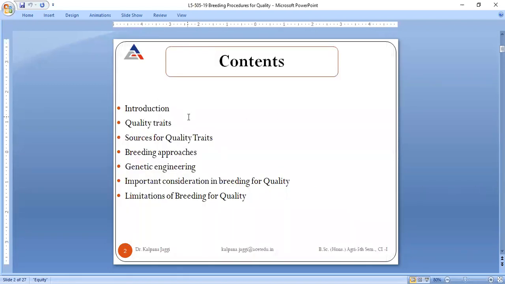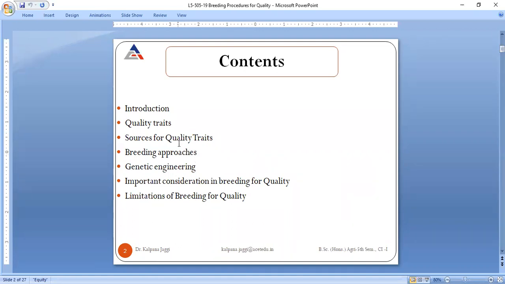So these all are the contents that I'm going to discuss today. Very first, I will make you familiar with what actually quality is, what the characteristics of quality must be, from where quality traits can be obtained, what the breeding approaches are, and then we will discuss genetic engineering. Since your topic is breeding procedures, that includes conventional as well as modern approaches.